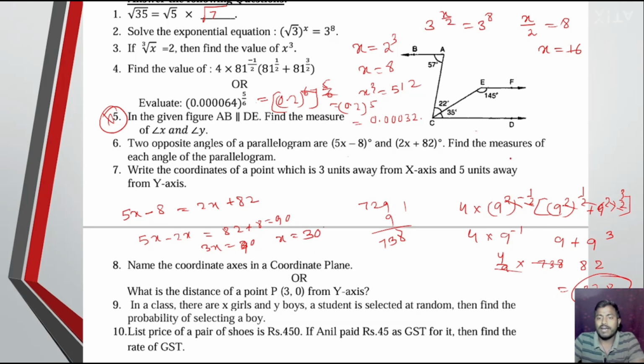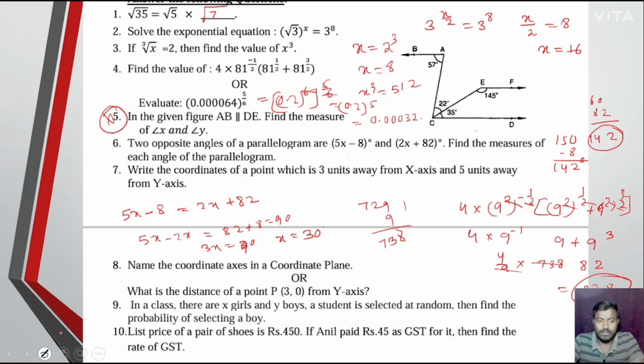Okay. So find the measure of each angle. Each angle means put the value, that is 5 into 30, that is 150 minus 8, that is 142. Another is 2 into 30, that is 60, 60 plus 82, that is 142. Sorry, these are equal. So 142 degrees. Okay. So write the coordinate of the point which is 3 units away from the x-axis.